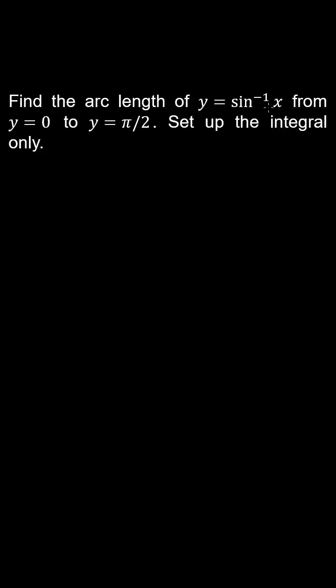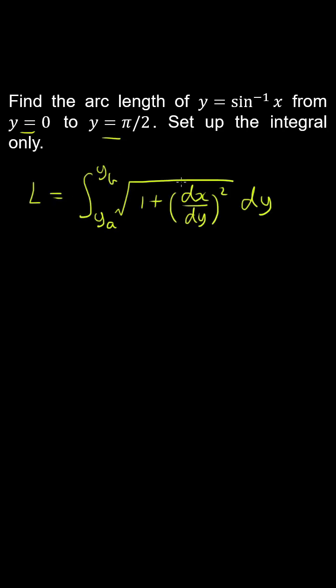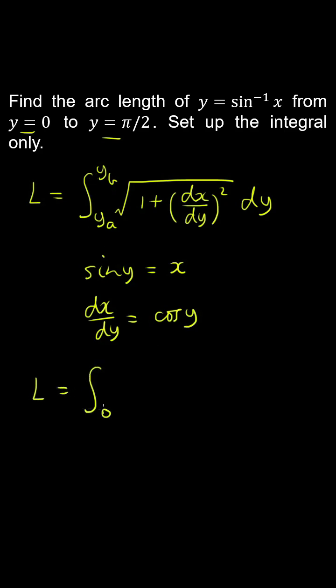Let's find the arc length of the arcsine of x from y equals 0 to y equals pi on 2. And we'll only set up the integral and not evaluate it. So because we're integrating over y, we use the following arc length integral. So to obtain dx dy, we can take the sine of both sides, and therefore dx dy is equal to the cosine of y. So therefore the arc length is equal to the integral from y equals 0 to pi on 2, and we're integrating the square root of 1 plus cosine squared y with respect to y.